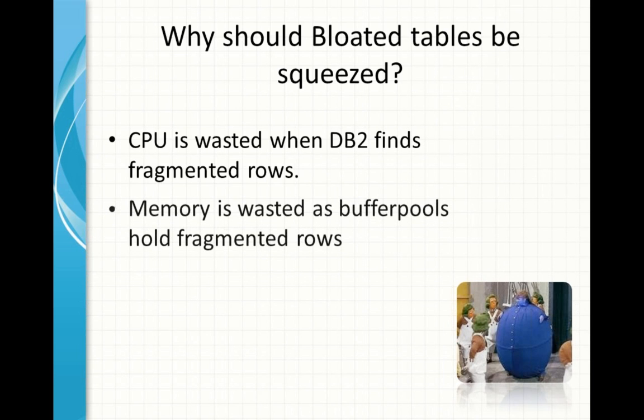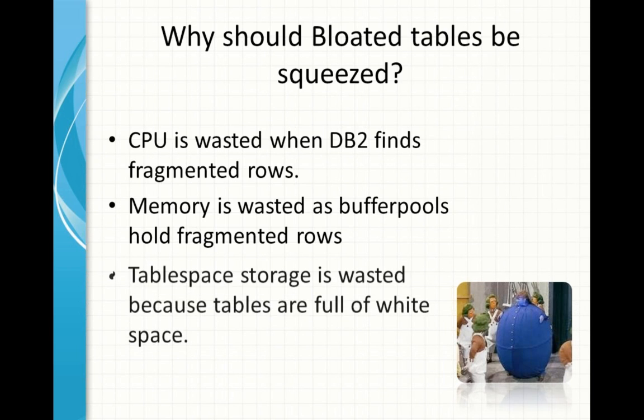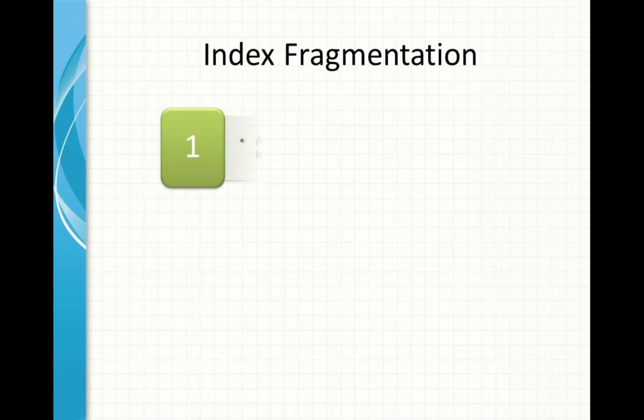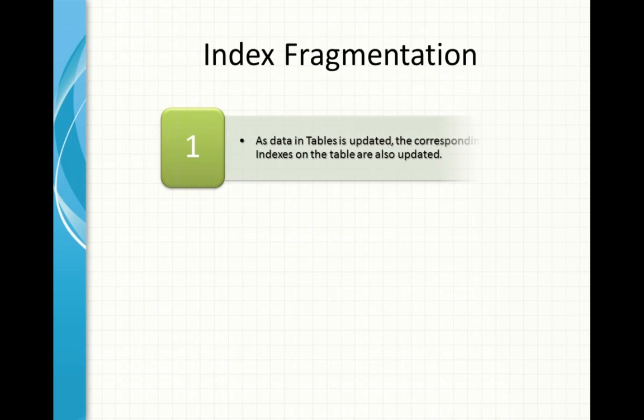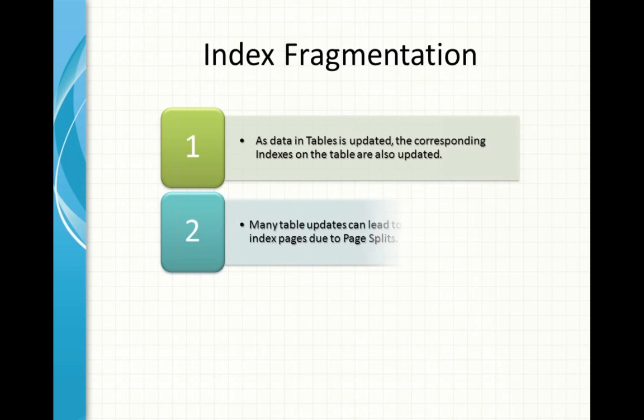Table row fragmentation. As data in a table is updated or inserted, it may not fit on the same page. These are called overflow rows. DB2 uses more CPU to access data in overflow rows as it scans multiple pages. Overflow rows can also use more storage in a table space than necessary.